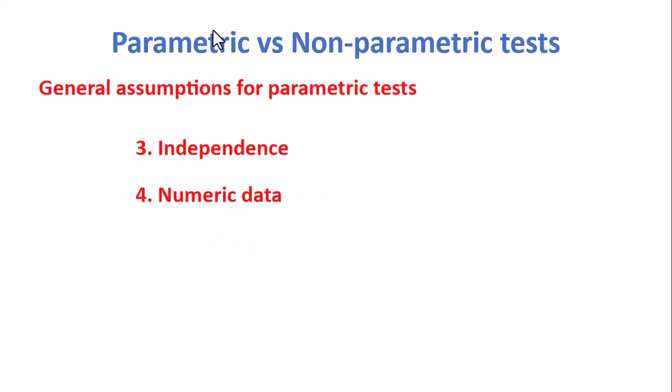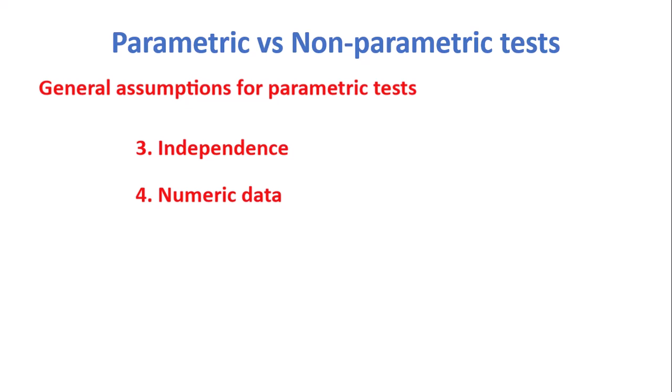The third assumption for using parametric tests is the assumption of independence. Data point values for variables for different groups should be independent of each other. And the last one is that parametric tests are used with outcome variables that are numeric, that are numbers. You can't test these assumptions on an outcome which is categorical. So at this point you can see that the choice between using a parametric test and a non-parametric test depends on the characteristic of your data.